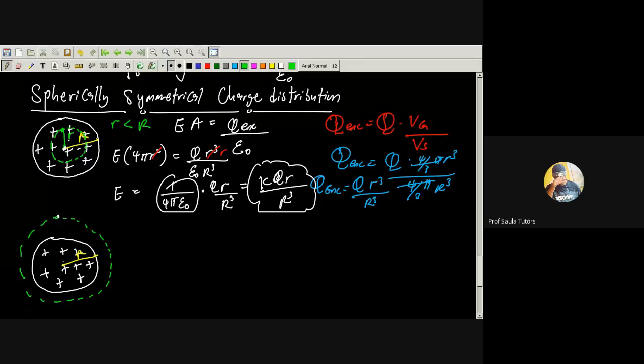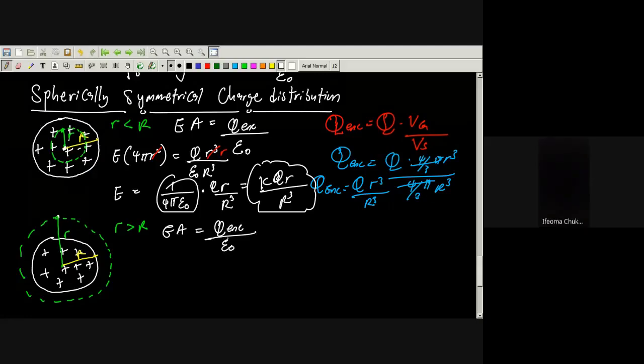If you observe now, from here to here is my small r. In this case, small r is bigger than big R. So don't forget the statement of Gauss law. From Gauss law, EA equals what? The charge enclosed divided by what? The permittivity. All together?